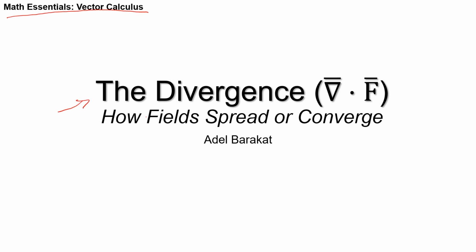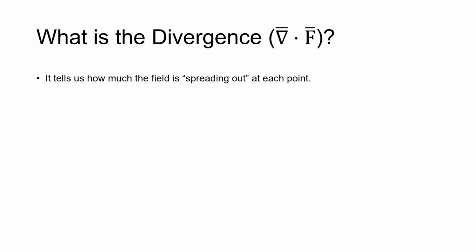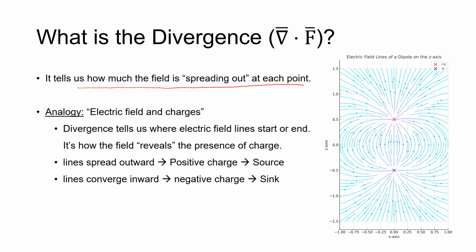Today we are covering the divergence, which measures how fields spread and converge. Divergence tells us how much field is spreading out at a point. We have an analogy here of electric field and charge. We have two charges, one positive charge in this position and another negative charge in this position.